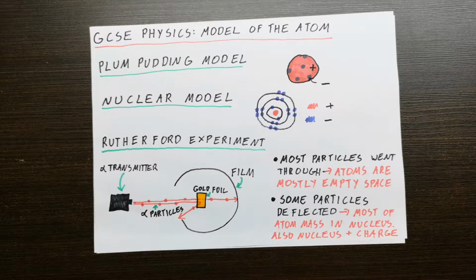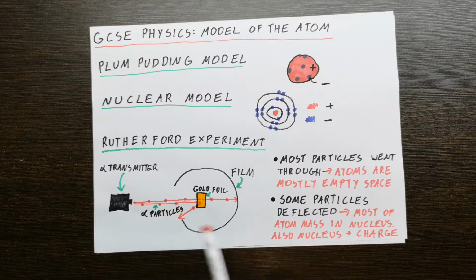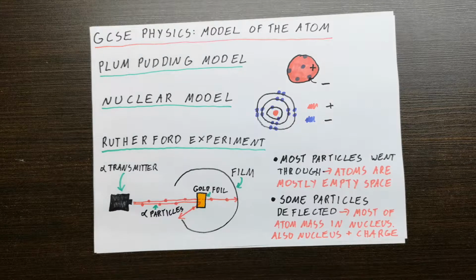So to summarize, this experiment showed us that atoms are mostly empty space because most particles went through, and it also showed us that most of the atom's mass is in the nucleus, and that the nucleus must have positive charge, and that is because some particles were so heavily deflected. And this is very important, guys, when you talk about this topic, to understand exactly what this experiment did, and also, perhaps more importantly, understand what this experiment did not do.